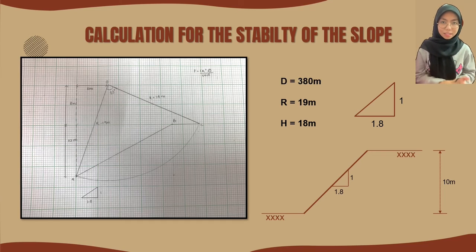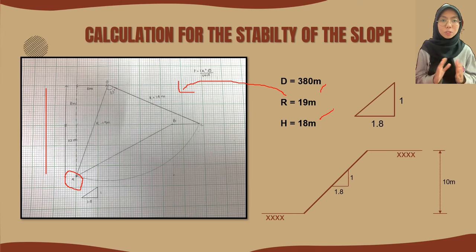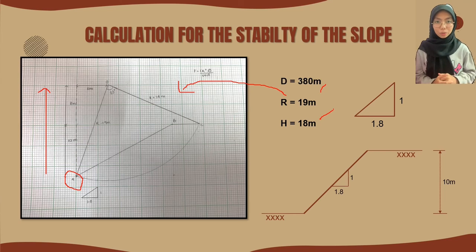Step yang pertama untuk calculation for the stability of the slope, kita hendaklah mengetahui dahulu nilai T dan nilai H. Okey, nilai R ini kita boleh mendapati setelah kita lukis di dalam graf ini apabila kita telah plotkan lukisan ini di dalam kertas graf. Langkah yang pertama iaitu kita hendaklah melukis point A dahulu. Setelah kita melukis point A, barulah kita hendaklah mengetahui ketinggian ke atas ini sebanyak berapa meter yang digunakan. Kumpulan ini telah menggunakan sebanyak 18 meter.